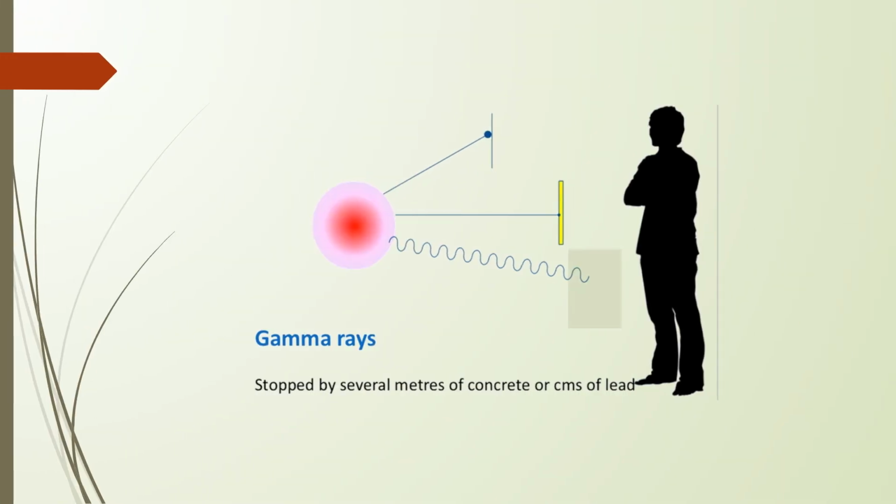Gamma rays are high-energy electromagnetic radiation emitted from atomic nuclei during radioactive decay. Lacking mass and electric charge, they possess extremely high penetrating power, passing easily through paper, human skin, and aluminum. Effective shielding requires dense, thick materials like centimeters of lead or several meters of concrete to stop them.